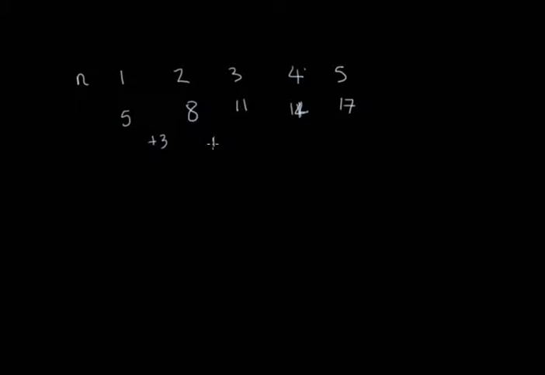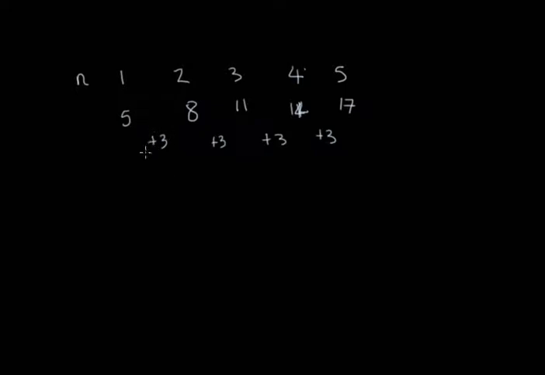8 add 3 is 11. 11 add 3 is 14. So here we see each term increases by 3. But 1 times 3 is not 5. So say we wanted to find the 70th term in the sequence. We need a general formula. And we can't do 70 times 3 because that's not going to give us the right answer.